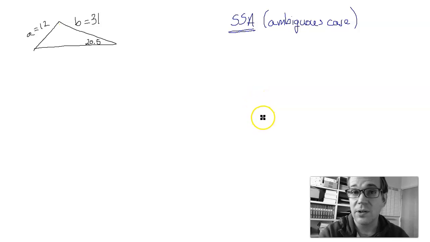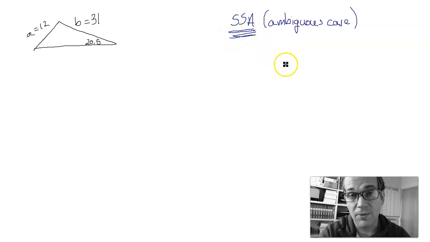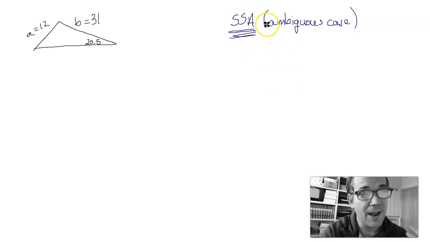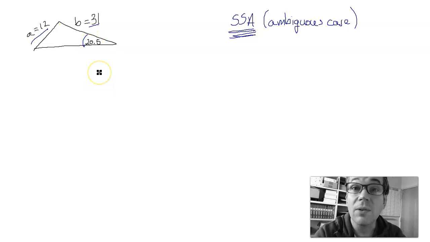In this situation, the reason this wasn't a way to prove triangles congruent is because this doesn't always form a unique triangle. There could be a couple different triangles that have this specific case. There could be none at all. And here's how we tell. We look at our triangle, we see that we have a given angle, a given side, and a given side. So it's side-side-angle. And we want to look at the height.